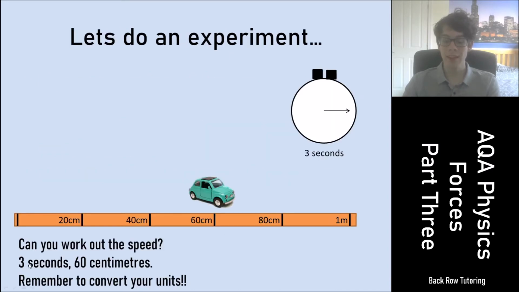3 seconds, 60 centimetres, that's 0.6 metres. So if it travelled 0.6 metres in 3 seconds, that means it travelled 20 centimetres in 1 second, or 20 centimetres per second. But 20 centimetres is the same as 0.2 metres. So in standard units, that car travelled 0.2 metres per second.